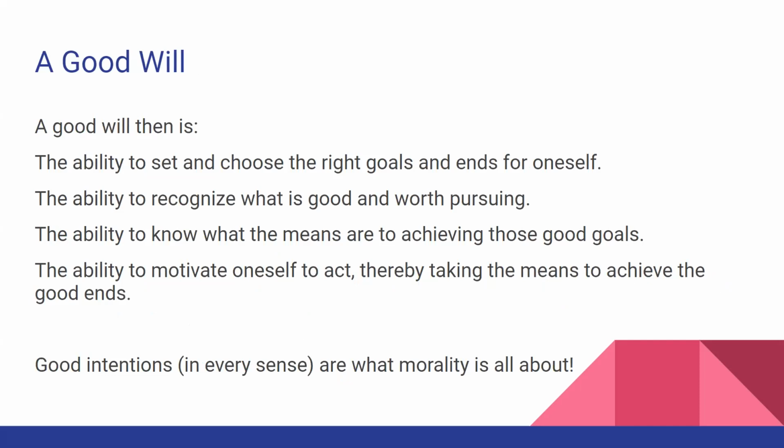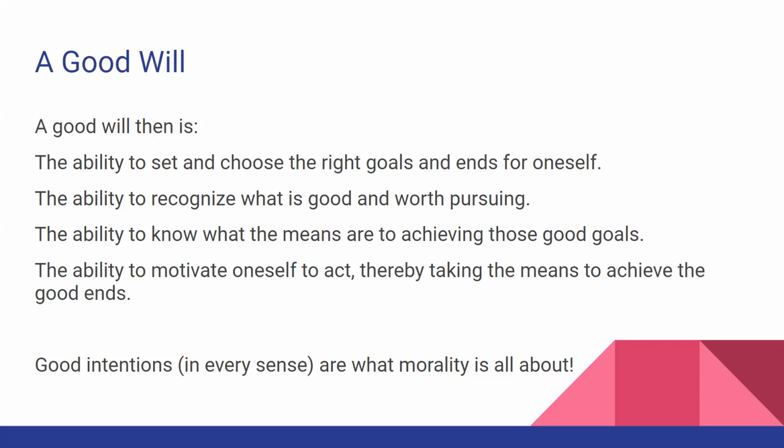So what then is a good will? Well, a good will is basically a will that is able to set and choose the right goals and the right ends, the ones that are actually good for oneself, right? And that involves the ability to recognize what's actually good and what's actually worthy of pursuit. What kinds of things really are good for yourself and for others, and what kinds of things you really should be pursuing. And then it gives you also the ability to know and take the means to achieving those goals, the actions that you have to take in order to achieve those good goals. And then finally, the ability to motivate oneself, to actually get up off your butt and do the things that are the good things to do in order to achieve the good ends that you have, right?